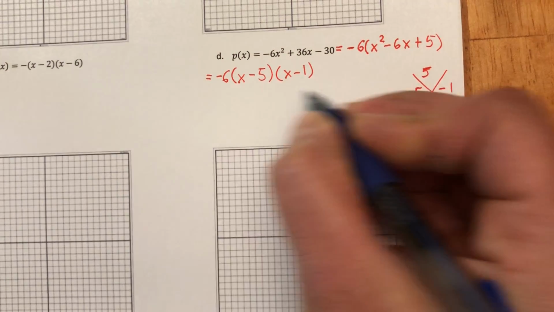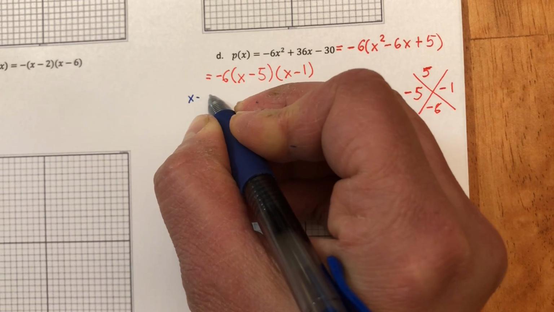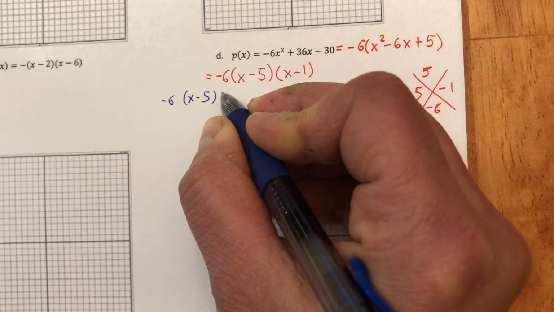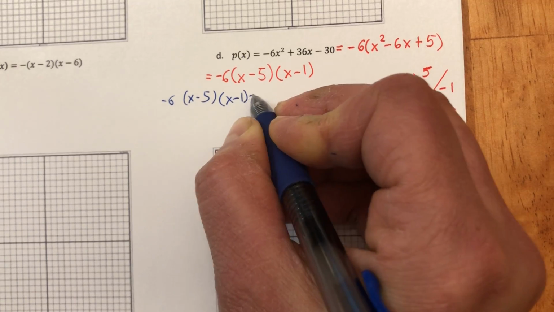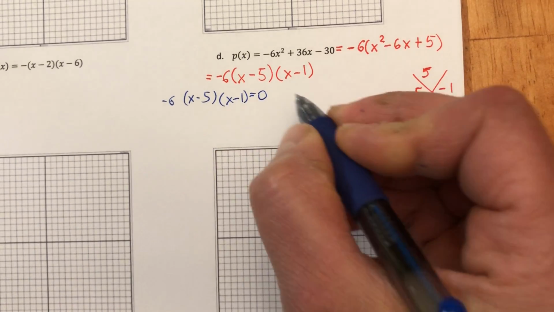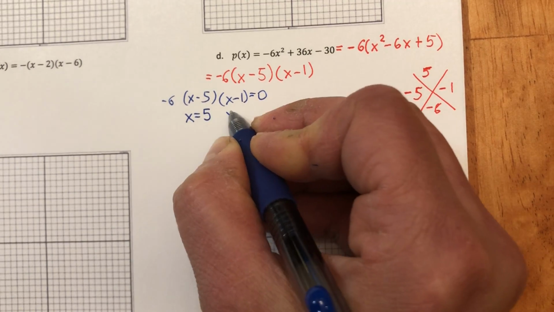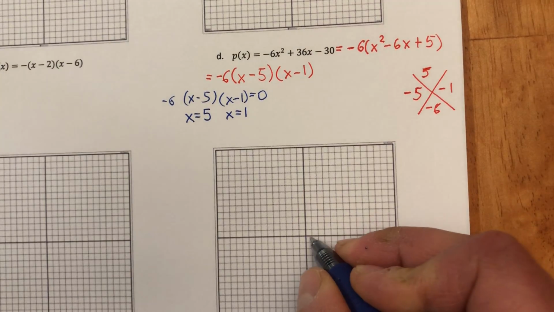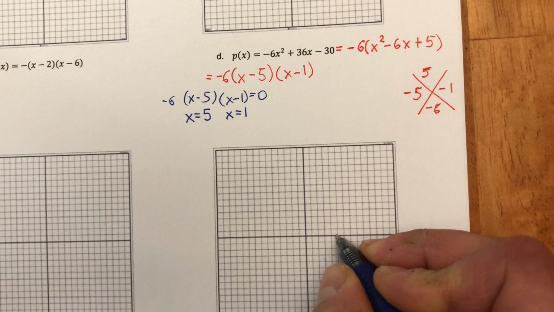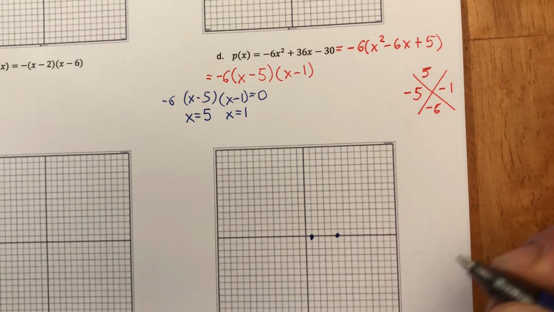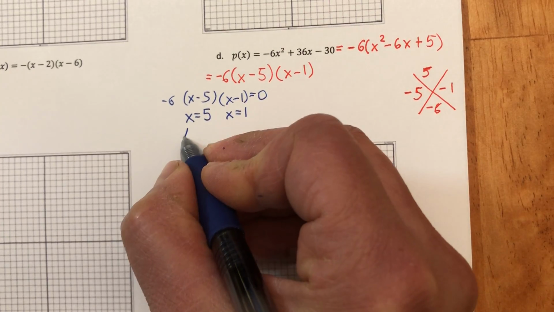So I am going to follow the same step as in example number 1. I am going to solve this, and I am going to say that x minus 5, x minus 1 is equal to 0 to find the x-intercepts. So I see that x is equal to 5 and x is equal to 1. Okay, those are my x-intercepts.